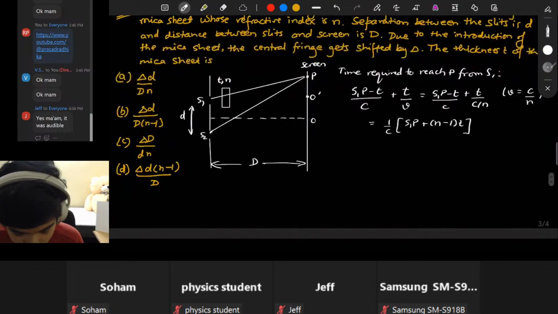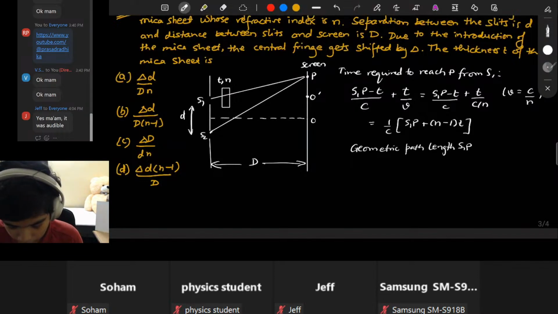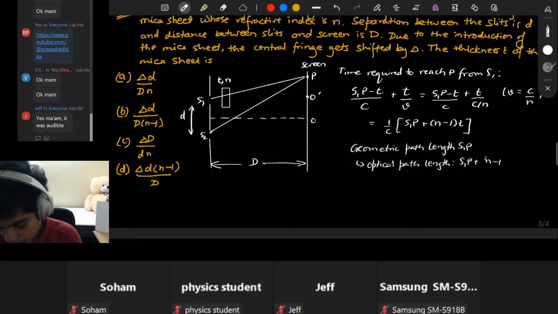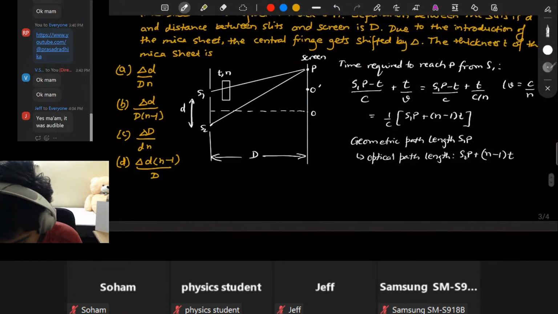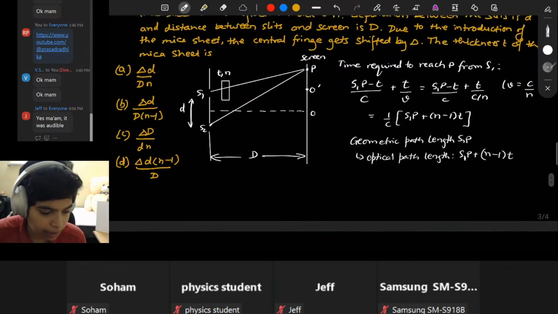Okay, so what we see is that for the geometric path length S1P, we have the optical path length, which is S1P plus (n minus 1) t. Okay, this is the optical path length.